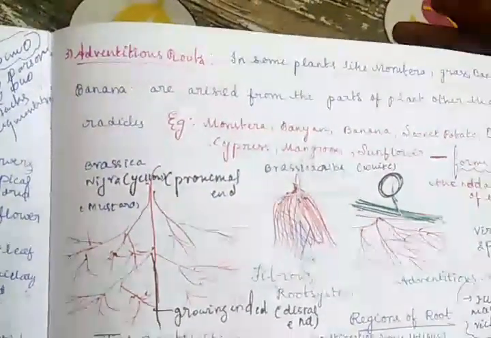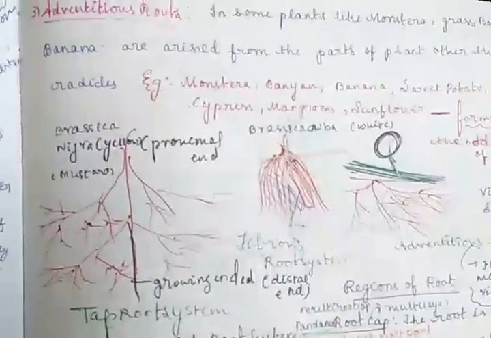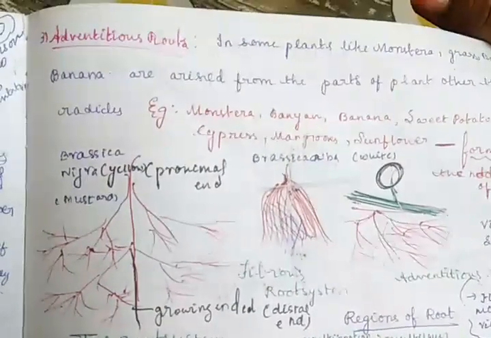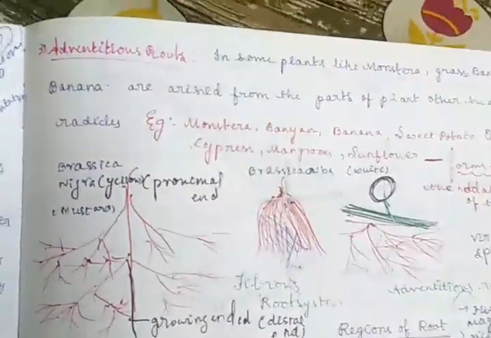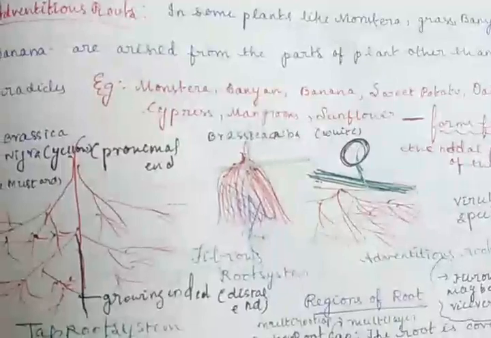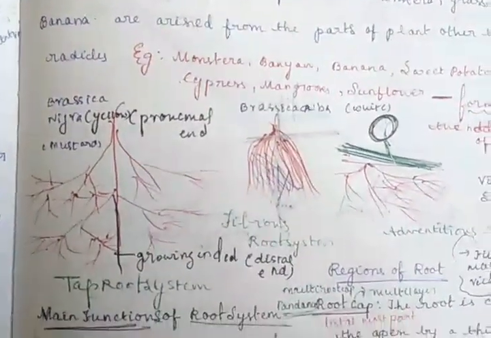You may have a doubt, ma'am, we are eating carrot and beetroot. These are also roots, no? You told that these are only two functions, this much only. You may have doubt. There are some modifications of roots. Now I will explain about that. What is the modification of root?